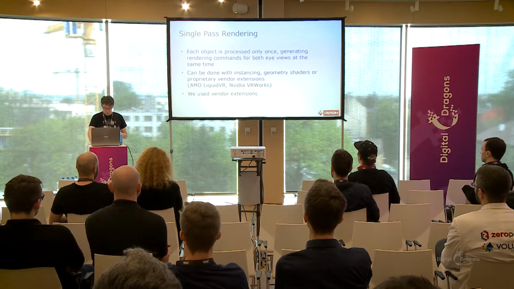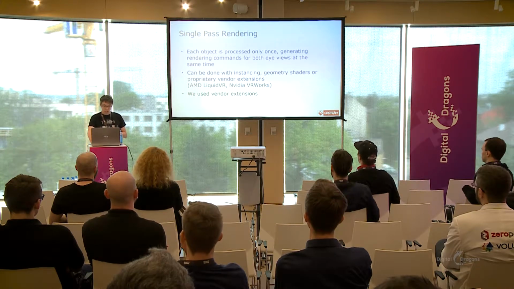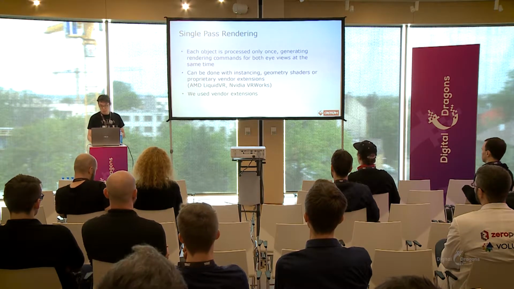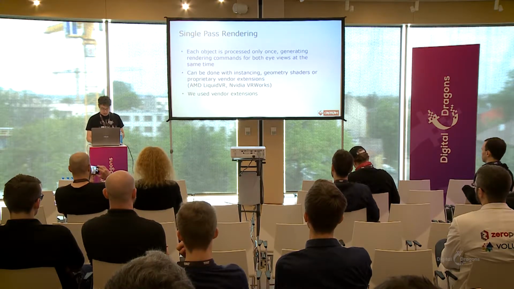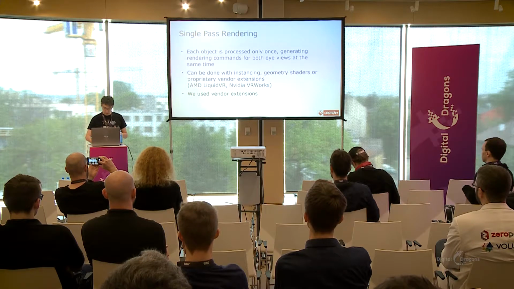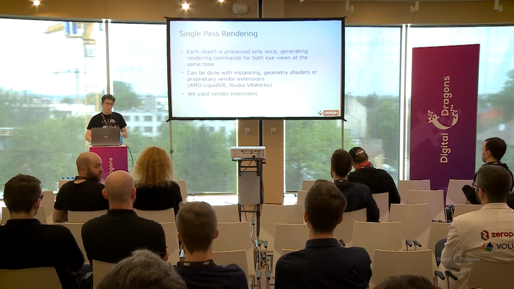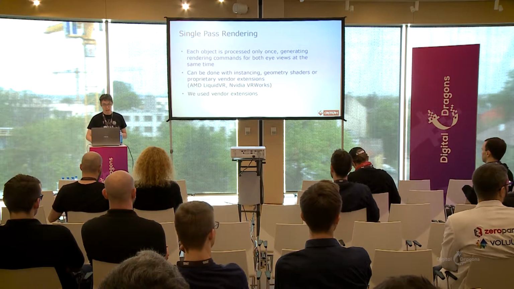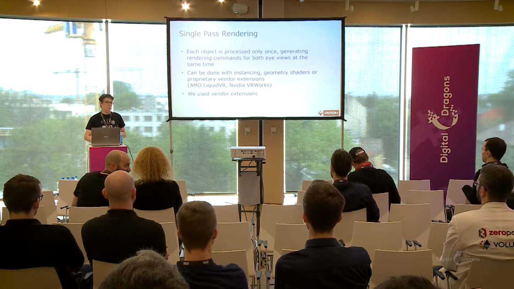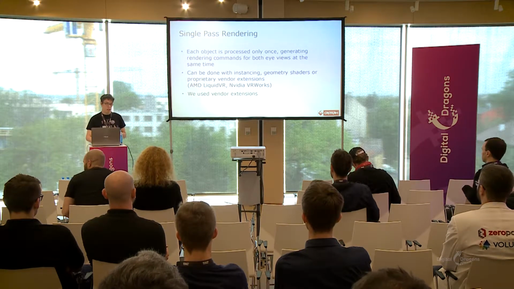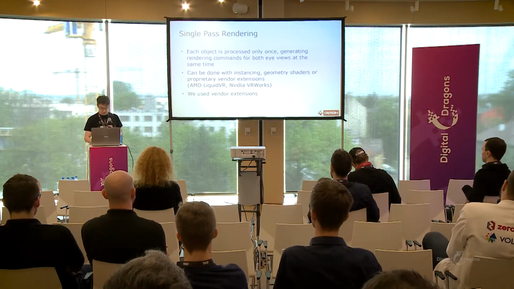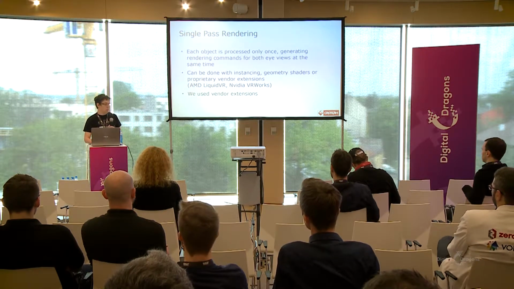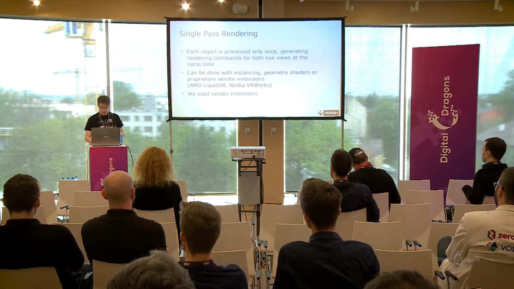So the first optimization method, which practically halves the CPU workload for graphics processing, is single-pass rendering. It does exactly what it says. Instead of processing all the objects twice, we go through all the visible objects and submit the GPU work for both eyes at the same time. This can be done in many ways. Some of those are instancing, geometry shaders, and we can also do it with proprietary vendor extensions, which both NVIDIA and AMD have, which is the course we decided to take. I'll explain why in a minute.